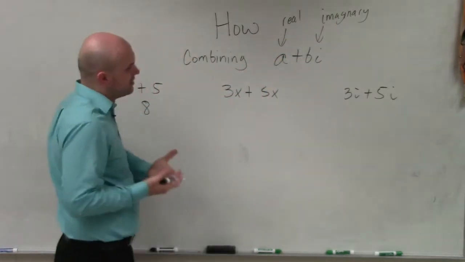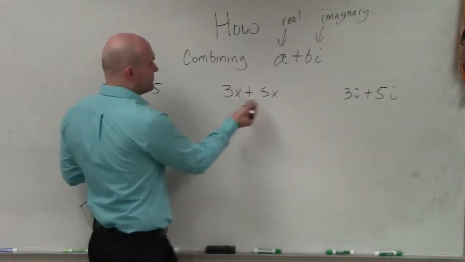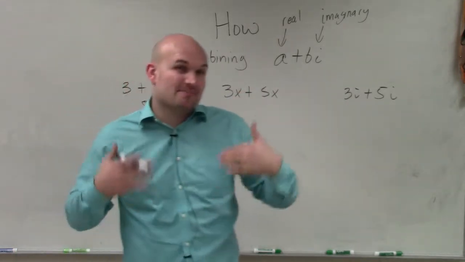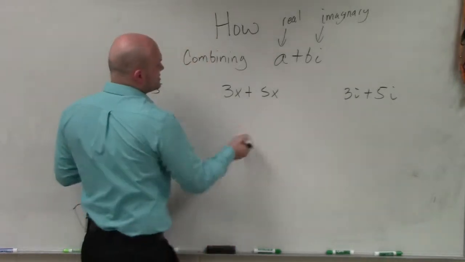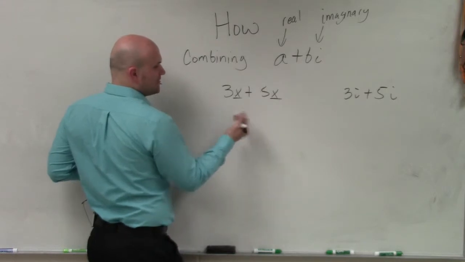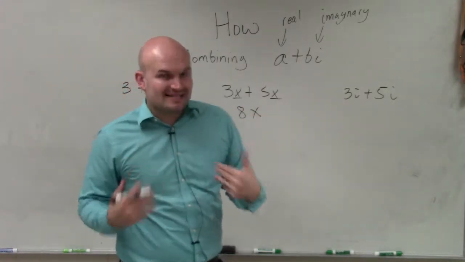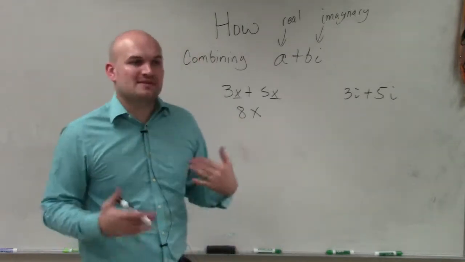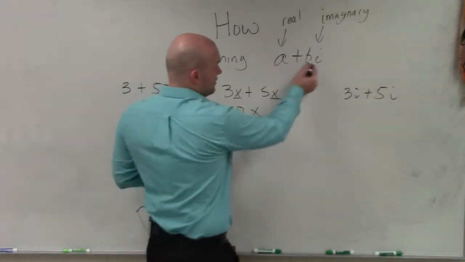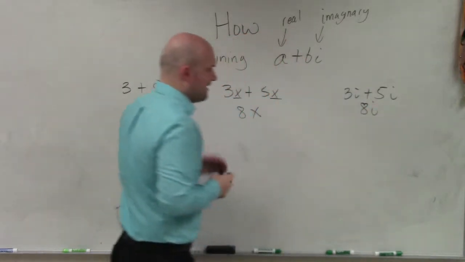Well, we're going to combine the imaginary just like we would combine the variables. If I had 3x plus 5x, we would combine them by combining our coefficients and leaving our variable as our variable factor. So therefore, this would be 8x. Now, even though i is not a variable, it represents the imaginary unit, which we talked about. So we're just going to add our coefficients again, which would be 8i.